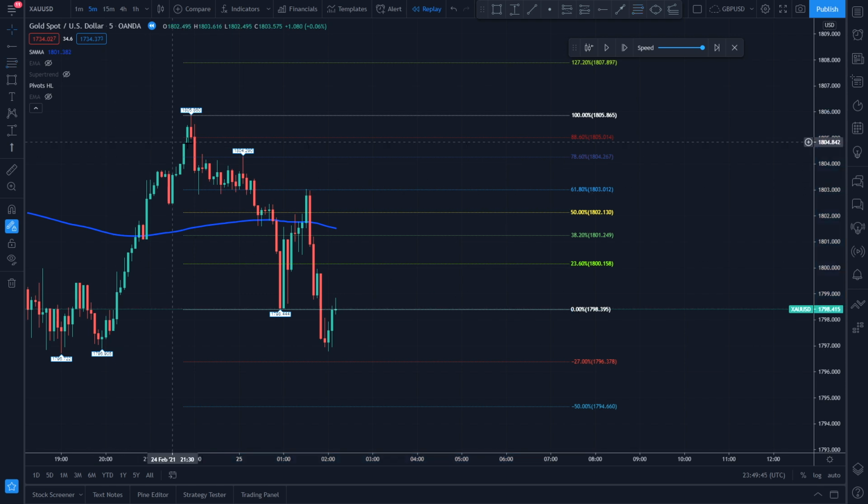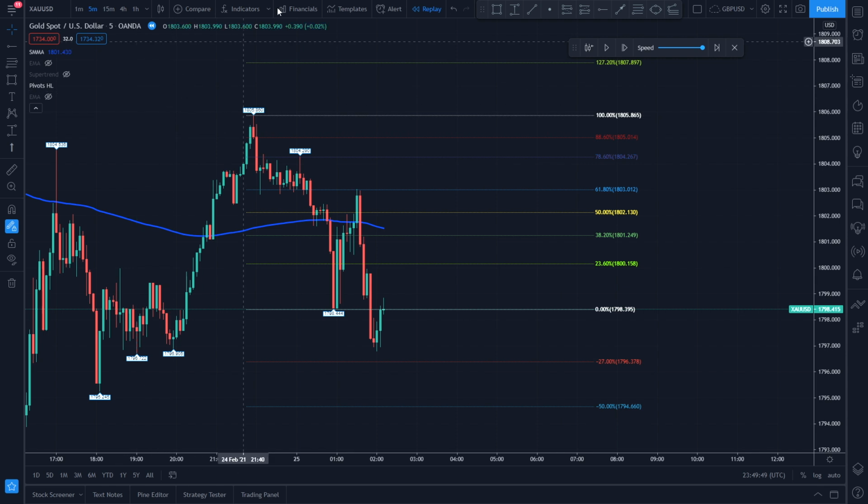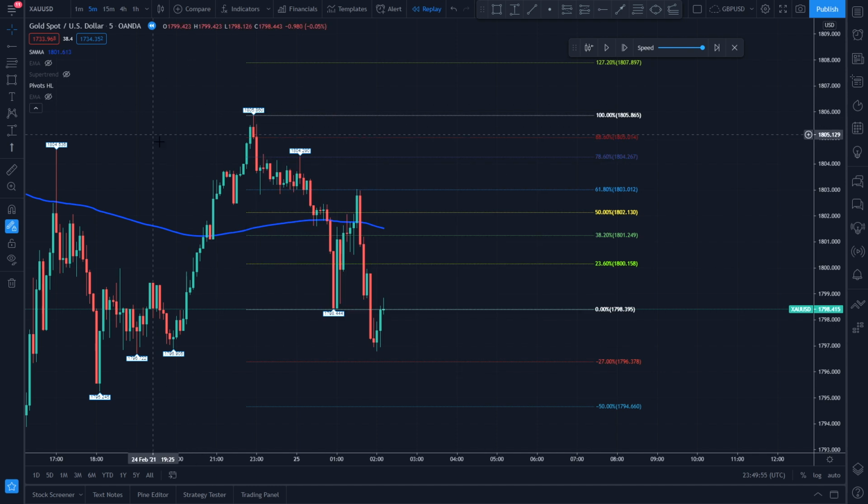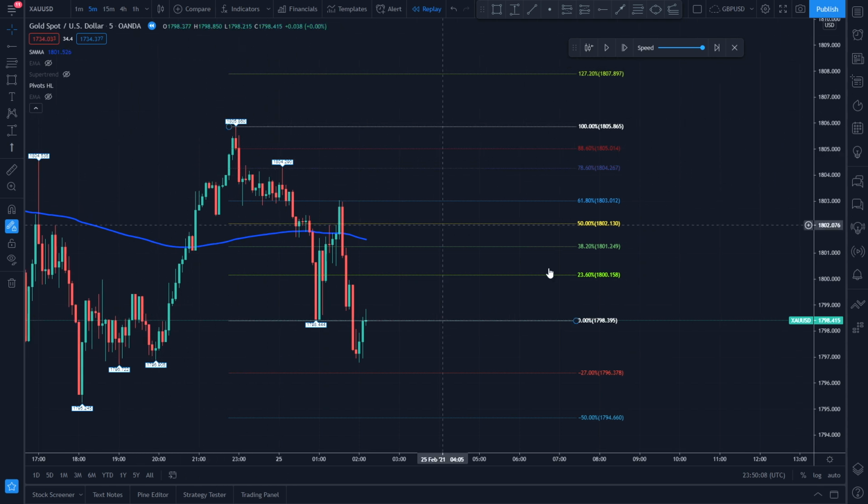Now if you have trouble identifying your swing highs and swing lows, like I said, I always recommend this indicator, the pivot points high low. This is not a perfect indicator. It's not going to give you the perfect swing lows and swing highs, but I do recommend it for beginners if you're really struggling with identifying these swing highs and swing lows.